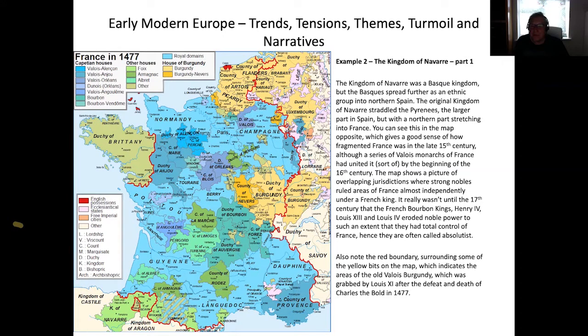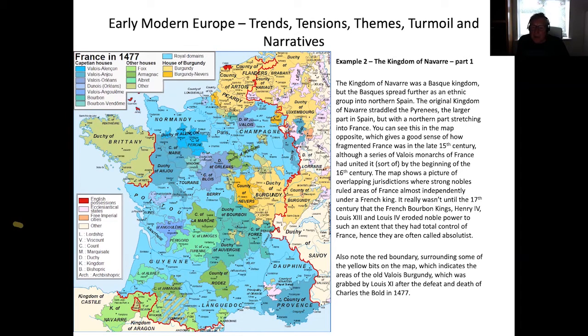I've said in the writing, you can see in the map opposite, which gives a good sense of how fragmented France was in the late 15th century. The map shows a picture of overlapping jurisdictions where strong nobles ruled areas of France almost independently under a French king. It really wasn't until the 17th century that the French Bourbon kings, Henry IV, who had been King Henry III of Navarre, Louis XIII and Louis XIV, eroded noble power to such an extent that they had total control of France. So this disappears sort of during our period.